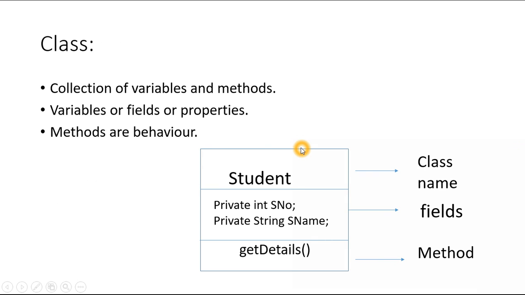Class. A simple definition for class is a collection of variables and methods. Variables are also called fields or properties. Methods are behavior. This is a simple class structure. Student is the class name. Here private int sNumber and private String sName are fields. getDetails is a method.